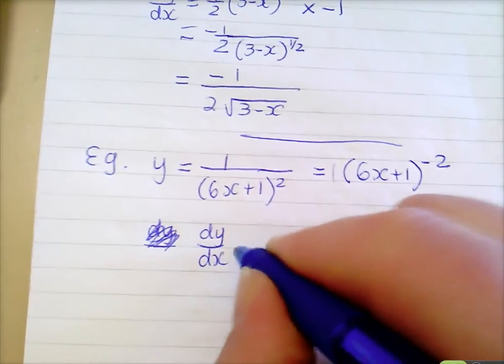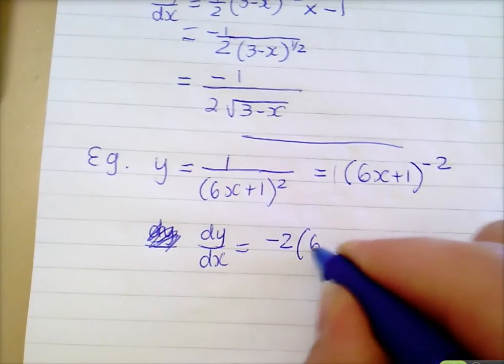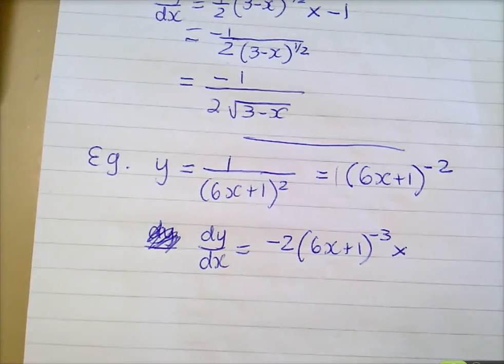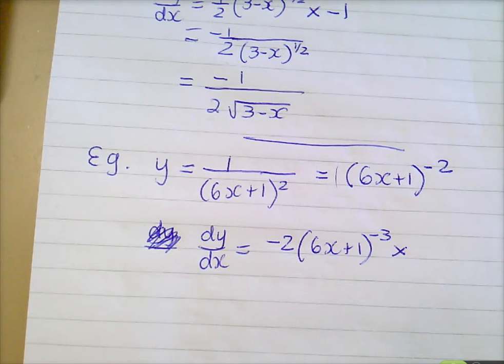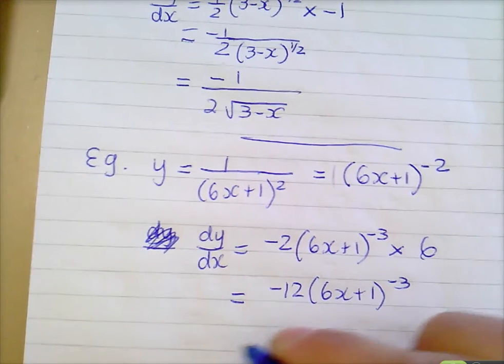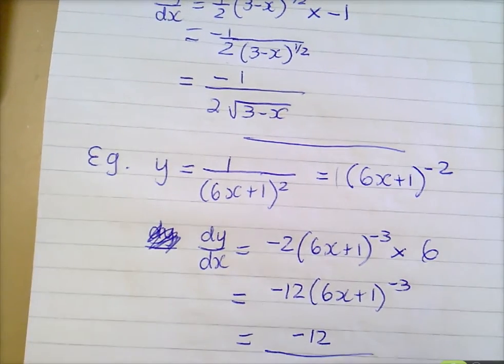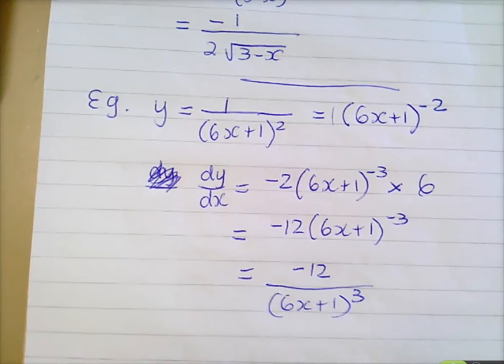So dy dx is, what do you do? Negative 2 at the front, bracket, 6x plus 1 to the negative 3, times, differentiate what's inside, girls. You can't just ignore the fact that there's a function in there. It has to be differentiated, times 6. Now what do I do? Negative 12, 6x plus 1 to the negative 3, but we don't write it like that. Negative 12 stays at the top. And 6x plus 1 cubed is on the bottom. Yep. So it's quick, isn't it?